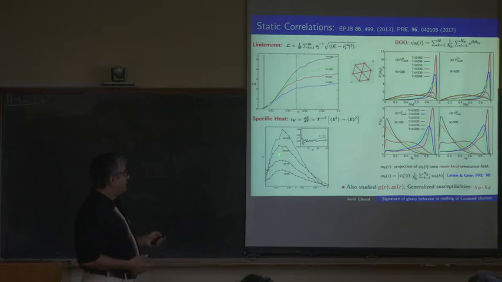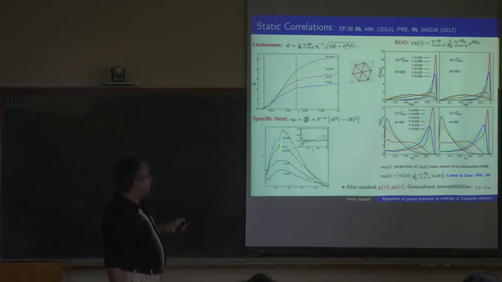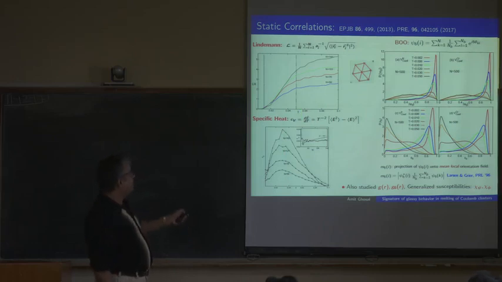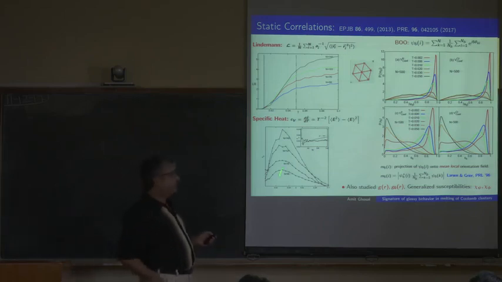You can look at the specific heat, and by changing the total number of particles in this trap, you can see that the specific heat peak gets sharper as you go to larger and larger systems. And this occurs exactly at the same temperature, which is sort of the midpoint of this, which gives you a little bit more confidence on that.